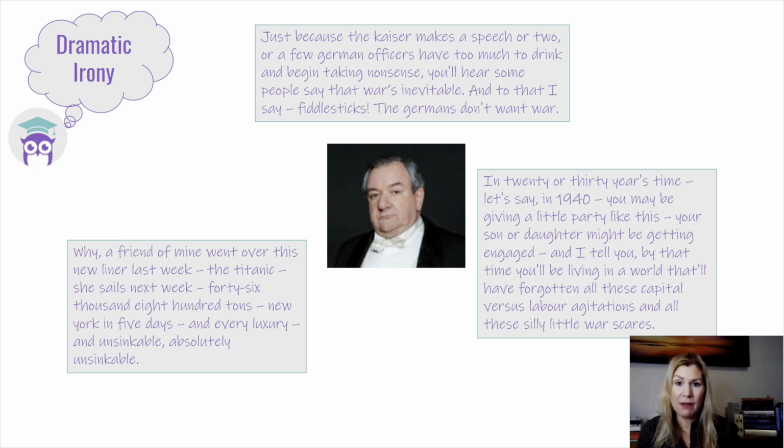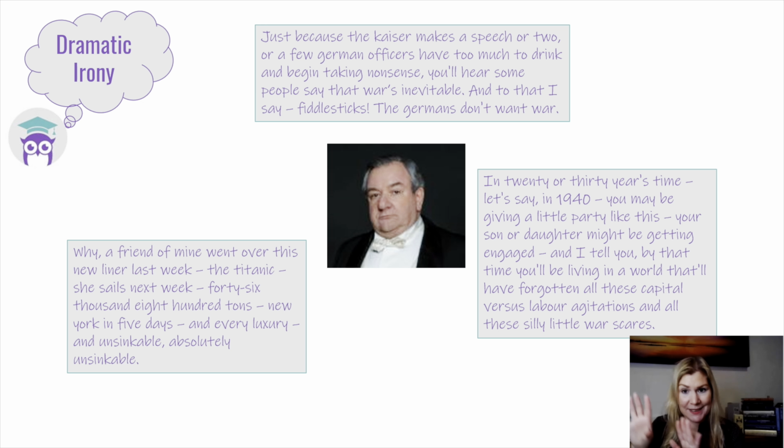Okay, moving outside of stage directions, there are other types of dramatic devices. A really important one to An Inspector Calls is, of course, dramatic irony. Now, it was first performed in 1945, but it's set in 1912.